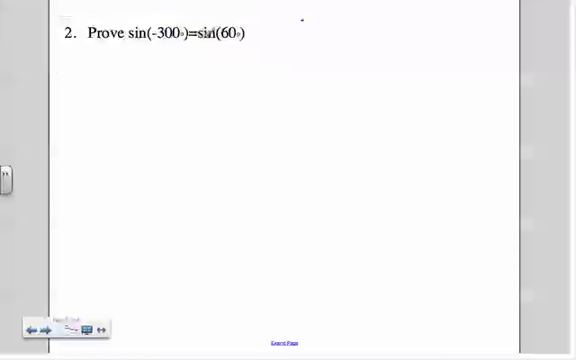Prove that the sine of negative 300 is the same as the sine of 60. So I'm going to say, okay, with the left side, I'm going to work with the sine of negative 300 and figure out what it is. And for my right side, I'm going to figure out the sine of 60.